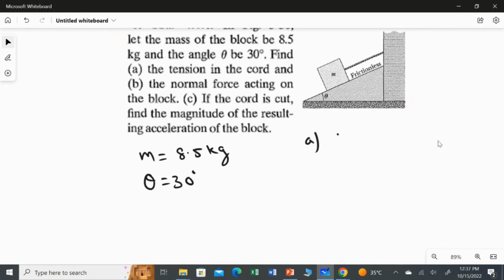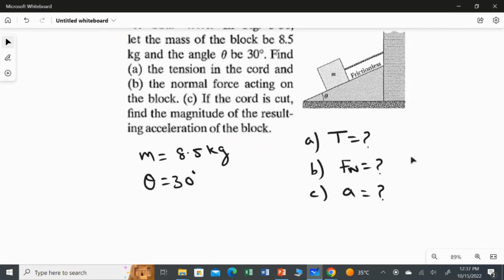In the first part, you have to find the tension produced in the cord or string. In the second part, we have to find the normal force. In the third part, if the string or cord is cut, what should be the magnitude of the acceleration? So these three things we have to find.